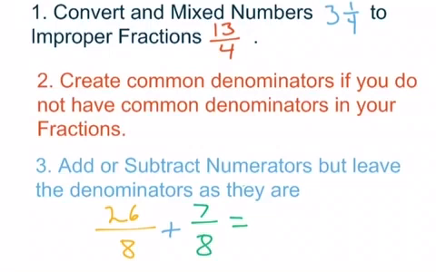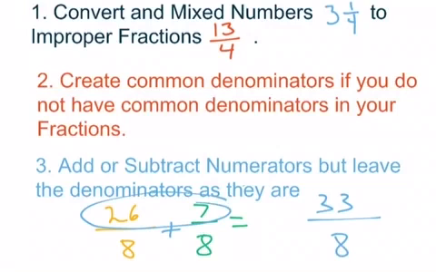Step 3: add or subtract numerators, but leave the denominators as they are. So this is just like I worked out previously, 26/8 plus 7/8. You just add the top numbers, your numerators. 26 plus 7, I believe, gets you 33. So what I would get right here is 33, and then the 8 just stays: 33/8.